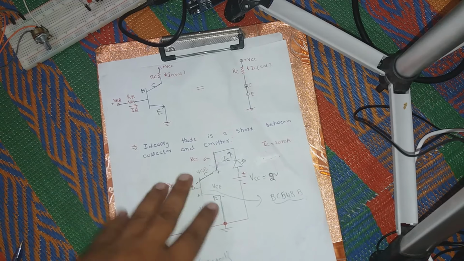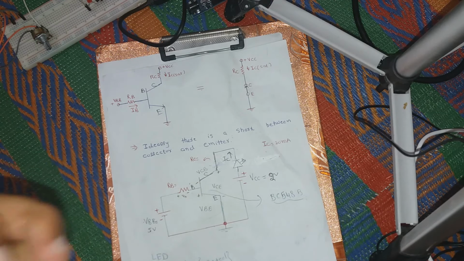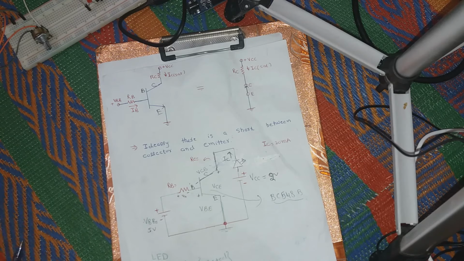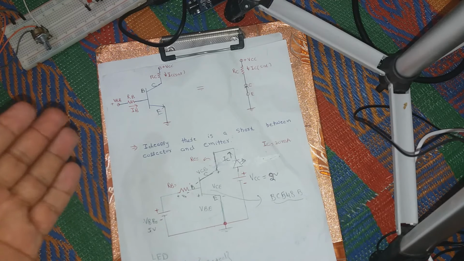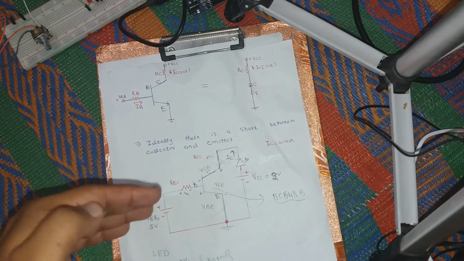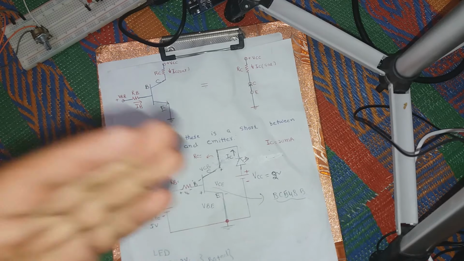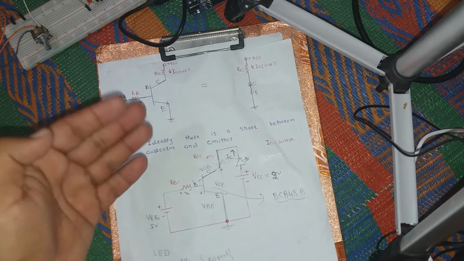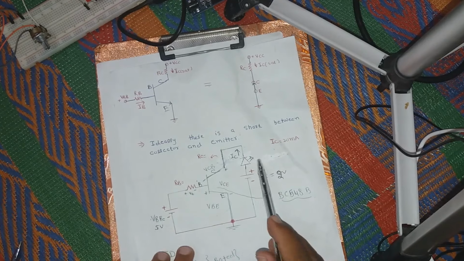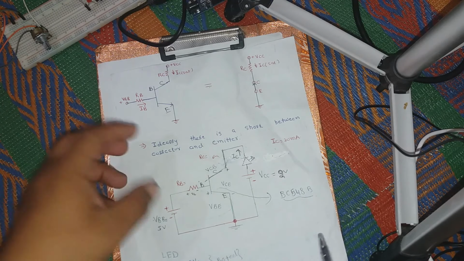Now we will understand this. Let's assume that we want to turn on and off an LED with the help of a transistor. This is the LED, and this is basically a common emitter configuration. I have to connect this LED to the collector terminal. Let us first talk about this LED.